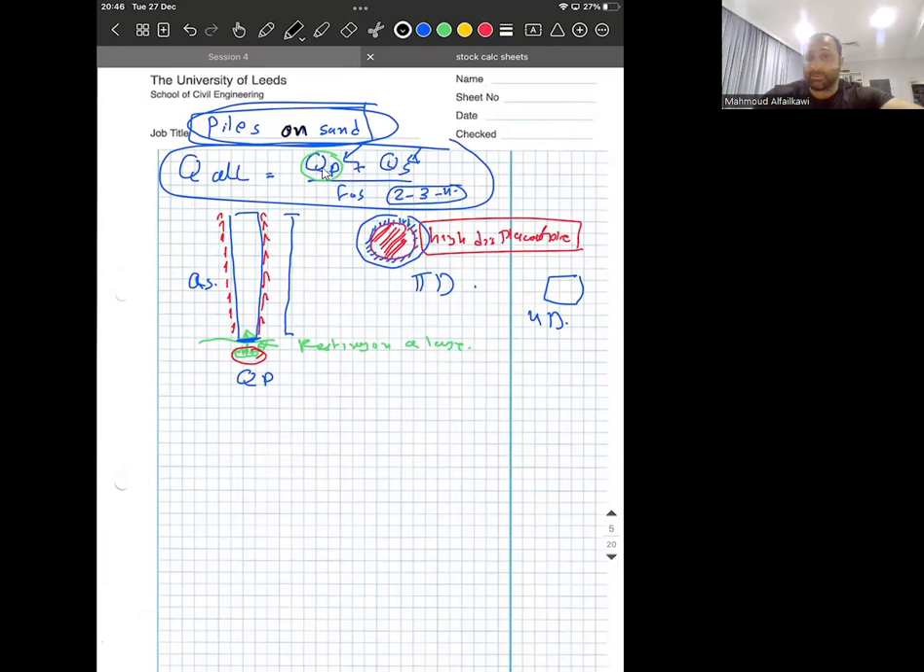QP and QS. QP is concerned with the reaction of the pile at the tip, the bottom of the pile here. So this is QP. It's going to be a distributed load that we multiply by an area to get the point load. So this gives you Q, and this one is Q small, QP, Q capital P. This is the area of the pile.